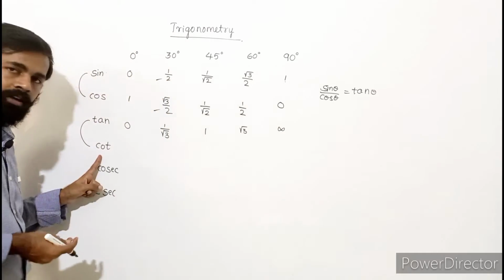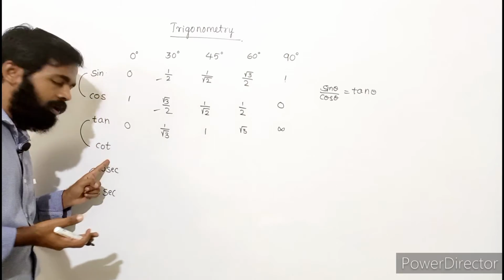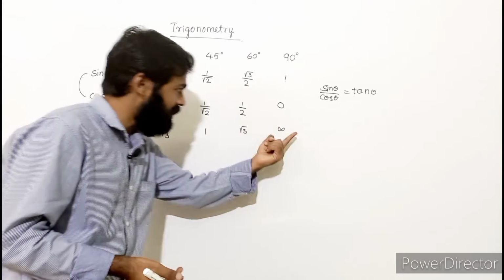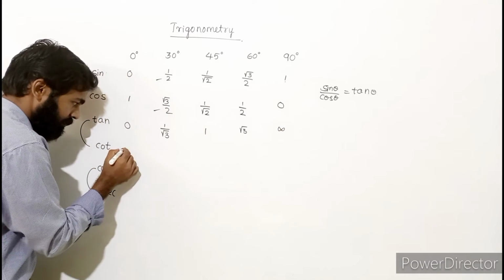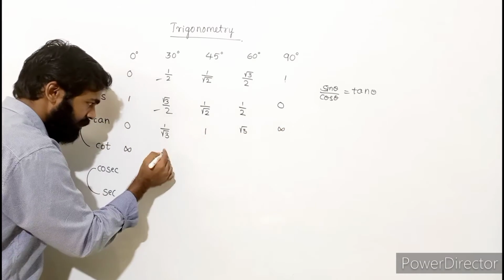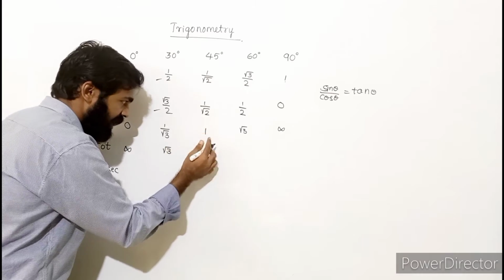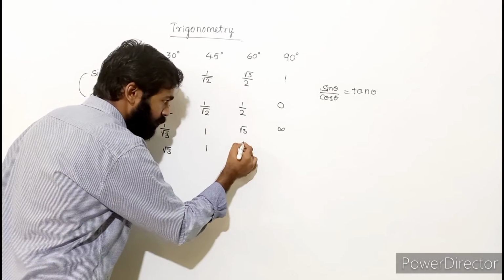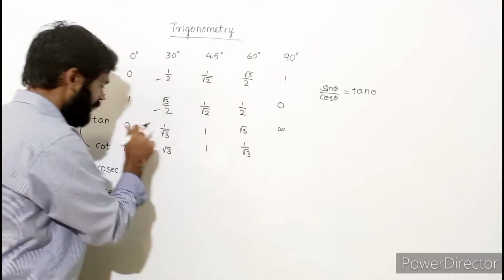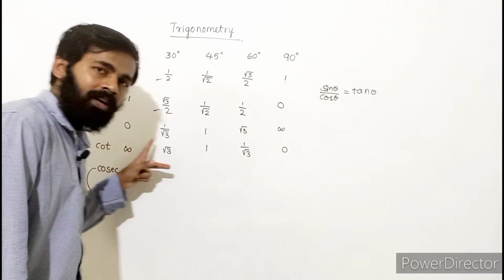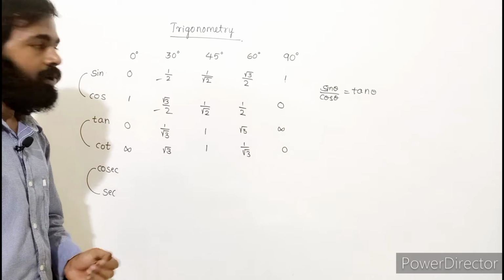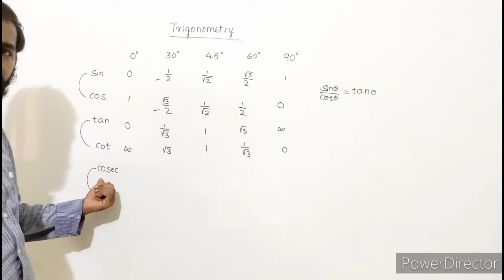Now how to get cot? Tan and cot are complementary, so just reverse this order. Here I will write infinity, here root 3, here 1, here 1 by root 3, and here 0. Those are the values of tan and cot.